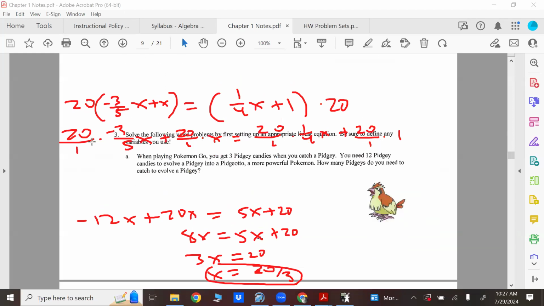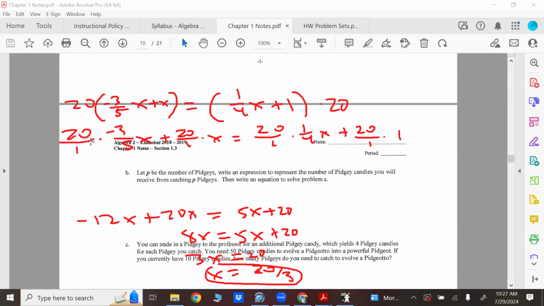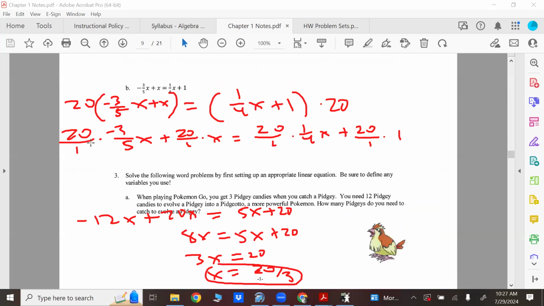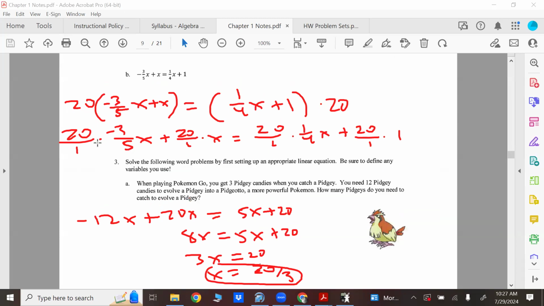I think I'll just do one word problem, and then we'll stop there. And then I'll do a video on the rest of this. I have a meeting at 11 o'clock, so probably around 12-ish I'll do it, and I'll post it to Schoology.